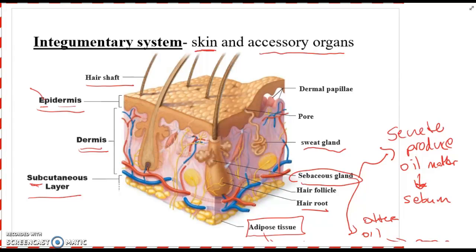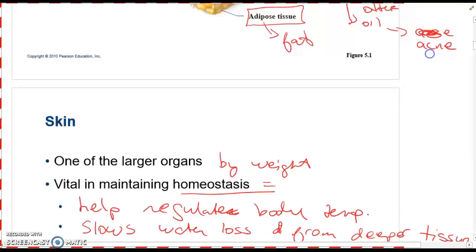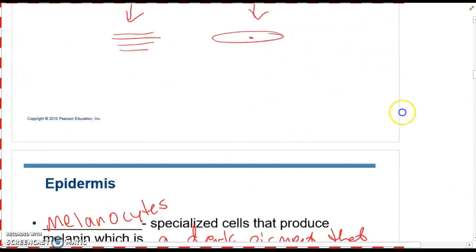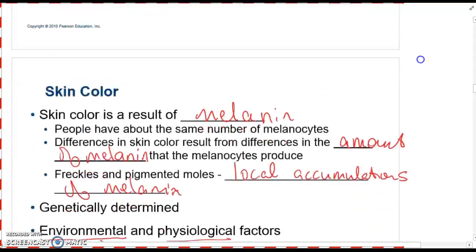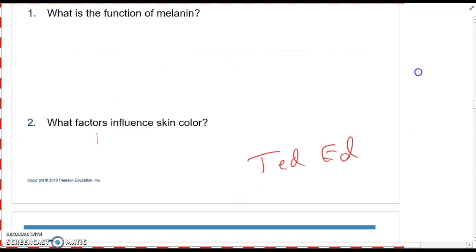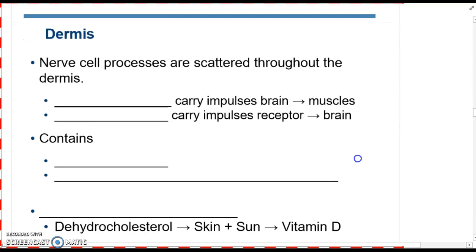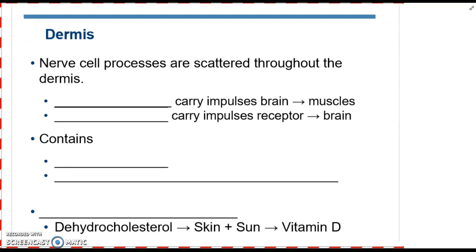Okay, we're going to go ahead and pick up where we left off. We were still talking about the integumentary system. Last video we talked about the epidermis mostly, the types of tissue that it's made of, and what accounts for skin color. Now we're going to move on to the dermis. Remember, there's the epidermis, which is on top, the dermis is in the middle, and then below that, we'll talk about later, is the subcutaneous layer.